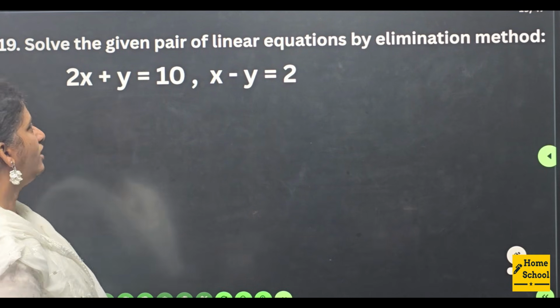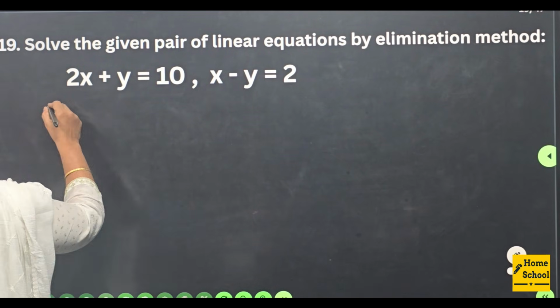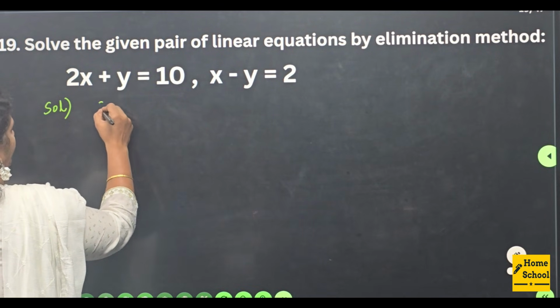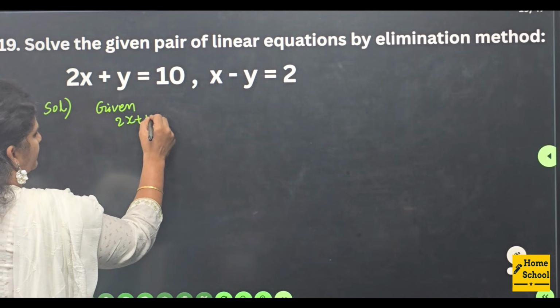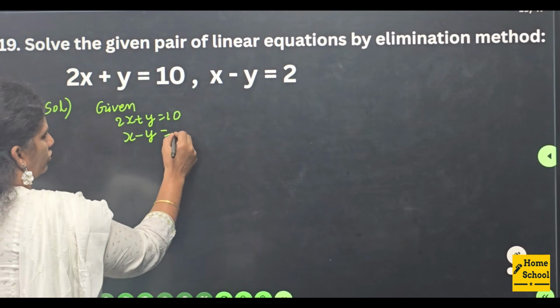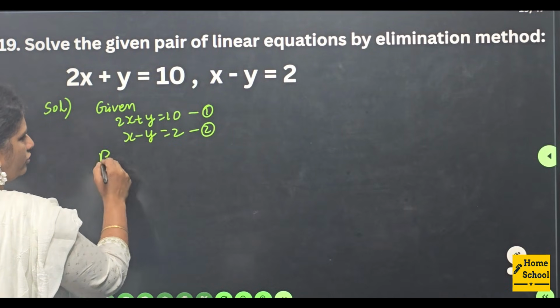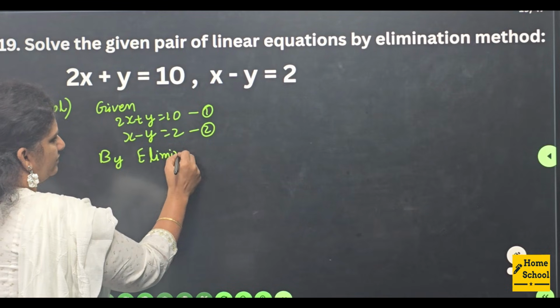19th one, solve the given pair of linear equations by the elimination method. First, write the given equations. Given 2x plus y is equal to 10, x minus y is equal to 2. Mark them 1 and 2. Which method are we going to use? By the elimination method.